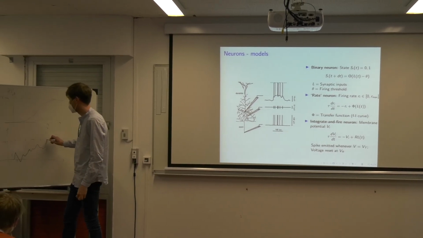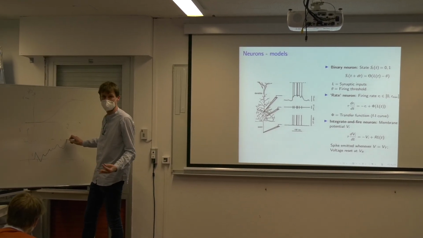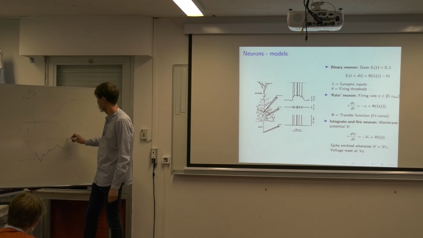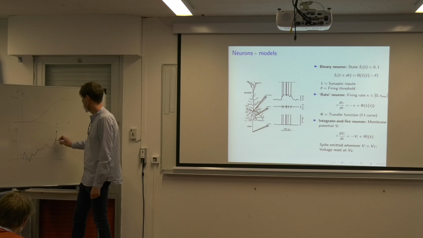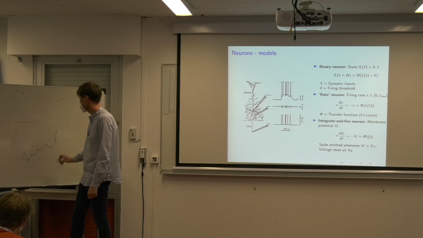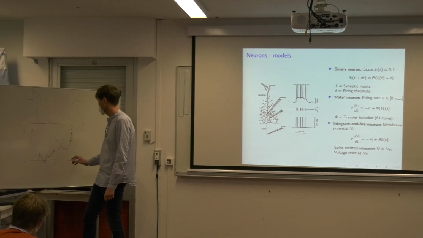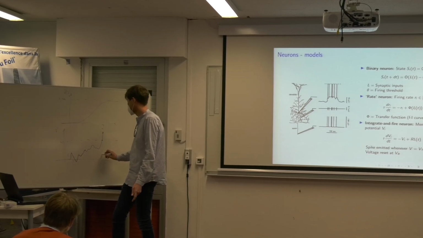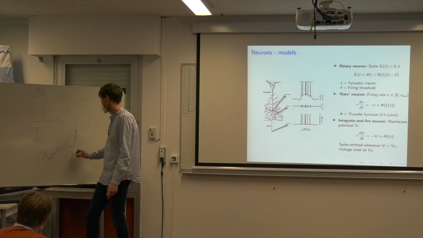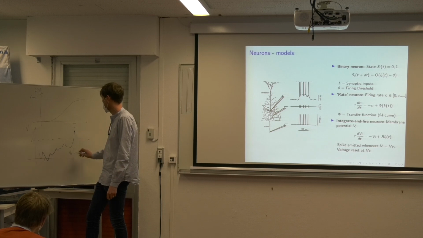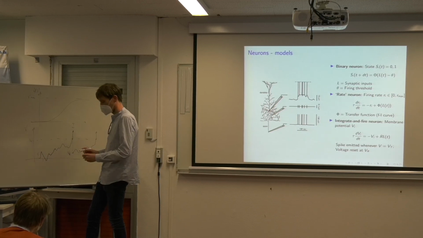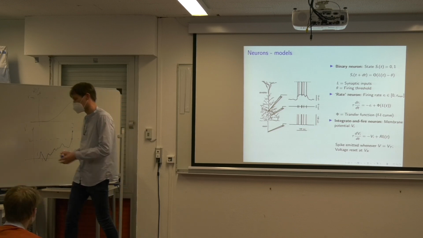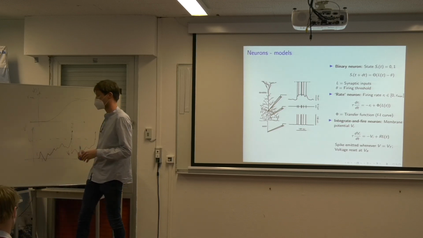And then at some point it hits threshold, and that defines the time of an action potential. So here, action potential is sent to other neurons, and then you have to reset. In this model, you reset the voltage. This is another parameter of the model. You can reset it at some arbitrary voltage. Of course, it has to be below the threshold, and then it starts again, until its next action potential.